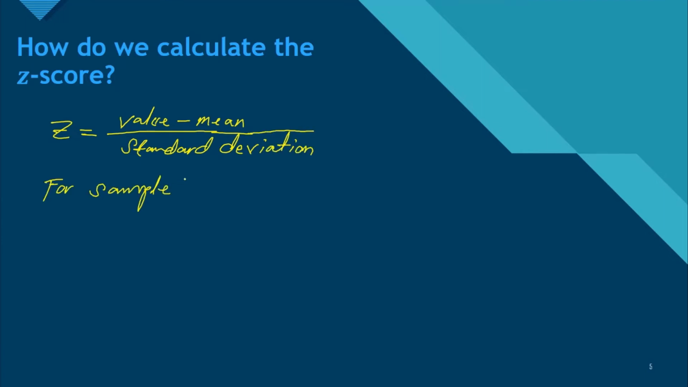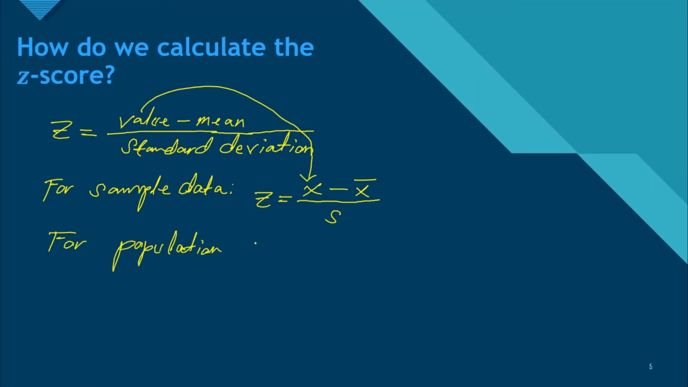For sample data, we have z equals x minus x bar over s. Okay? Itong x, ito yung mga values. For population data, z equal to x minus the population mean. Ito yung sample mean, ito yung population mean, over standard deviation. Small sigma yun siya, hindi yan siya small s. Ito yung standard deviation for population.